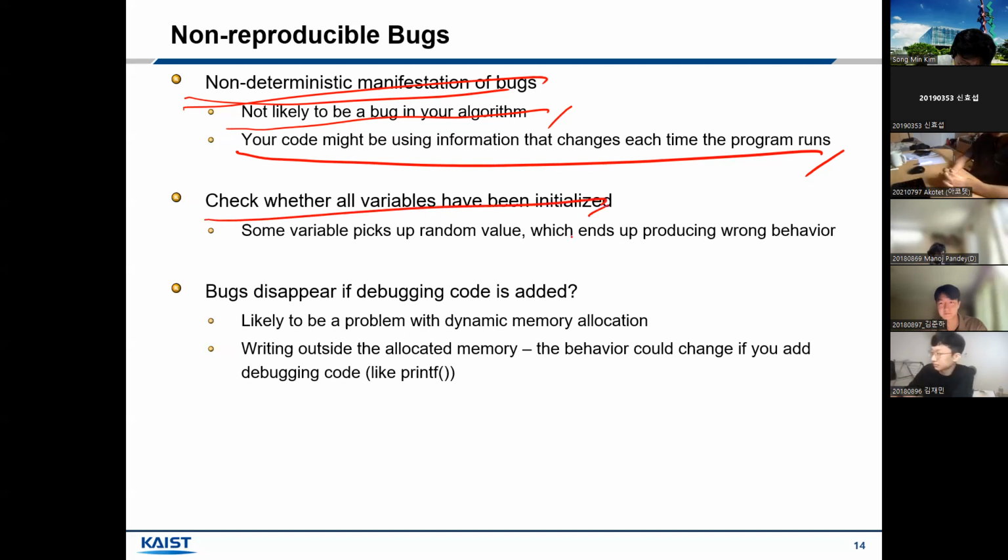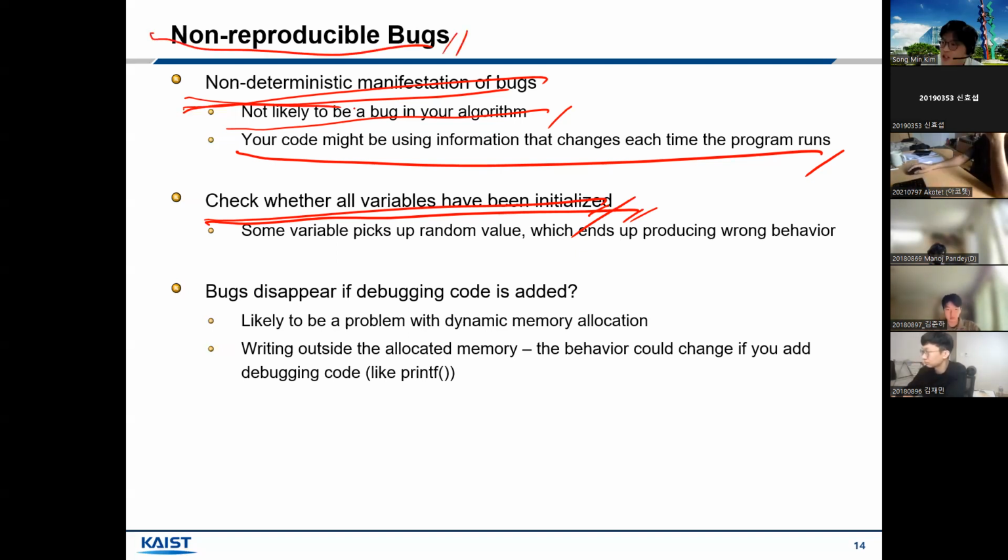You need to check in order to avoid this problem. You need to check whether all variables have been initialized. Again, why? Because if you don't initialize a variable, then it will hold some random trash value, right? Since it's random, it can cause a non-reproducible, non-deterministic bug. It can hold some random value that can change every time you run the program. In that case, it will cause an error at some times and might not cause an error at other times.